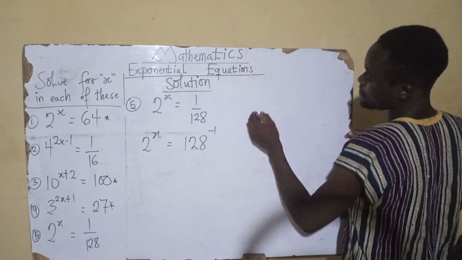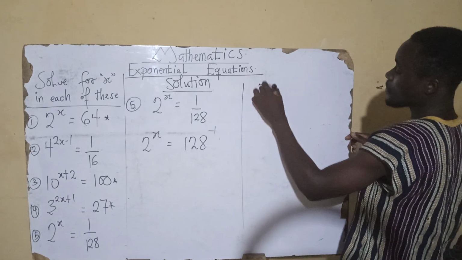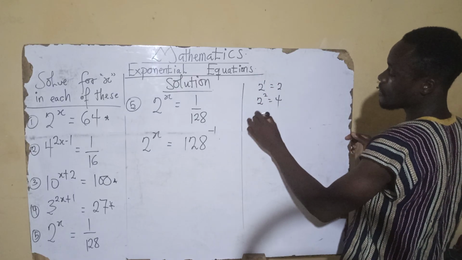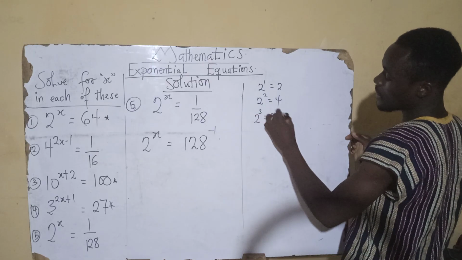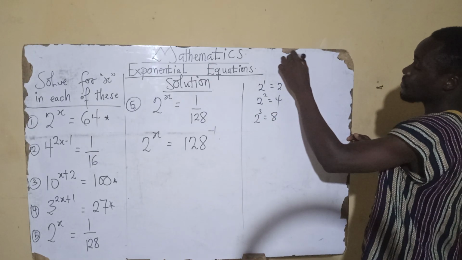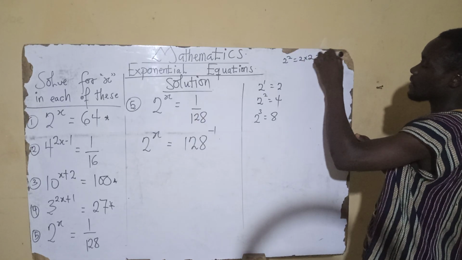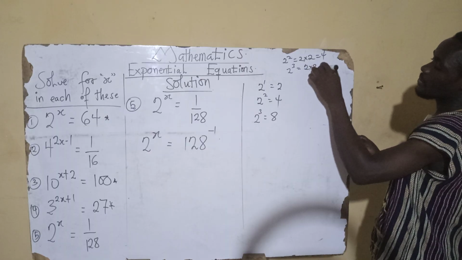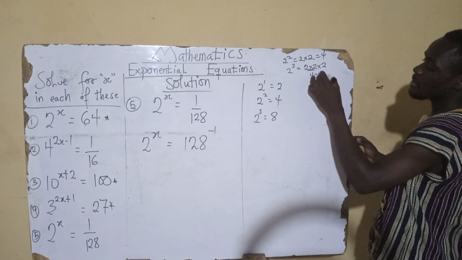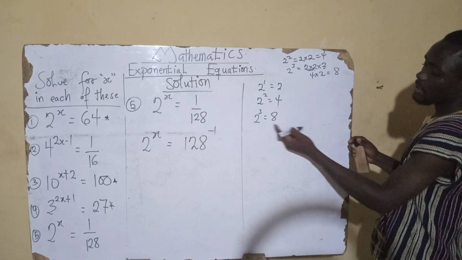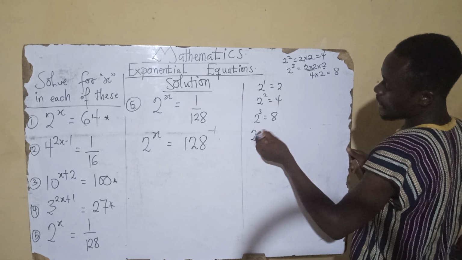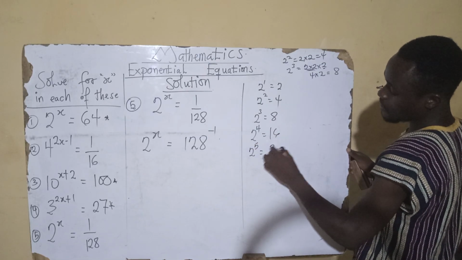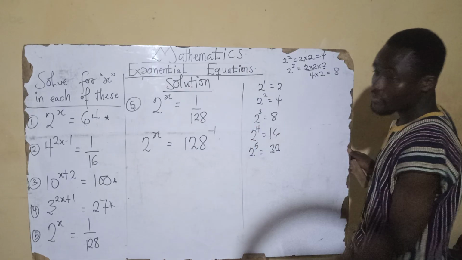So here I have 2 exponent 1 gives me 2. 2 exponent 2 gives me what? 4. 2 exponent 3 gives me what? 8. You know 2 exponent 2 is 2 times 2, which gives me 4, and 2 exponent 3 is 2 times 2 times 2, which is 4 multiplying this 2, giving us 8. And that's why I got 8 here. So we have 2 exponent 4 giving us 16. 2 exponent 5 giving us what? 32. So we've not gotten this, so we have to continue with that.